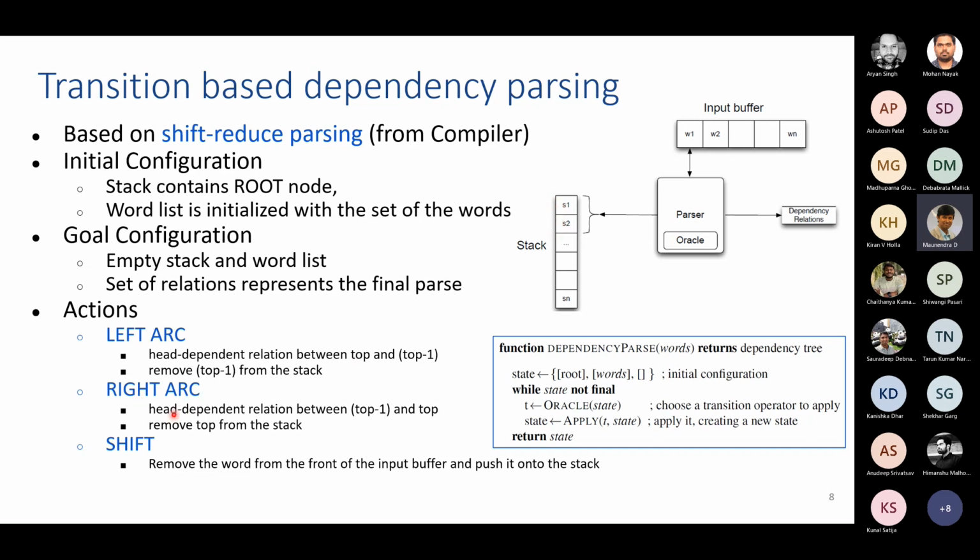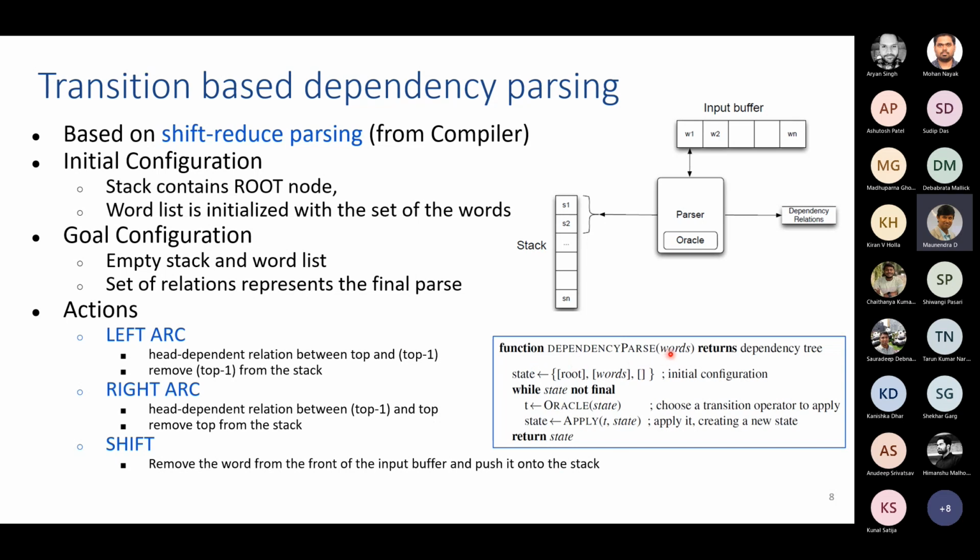Right arc means a head-dependent relationship between top minus one and top. So from here to here the arc will be there, so it will be a right arc. After doing this, we remove the top from the stack. Shift means we remove the word from the input buffer and directly put it at the stack top, and do not do anything else.